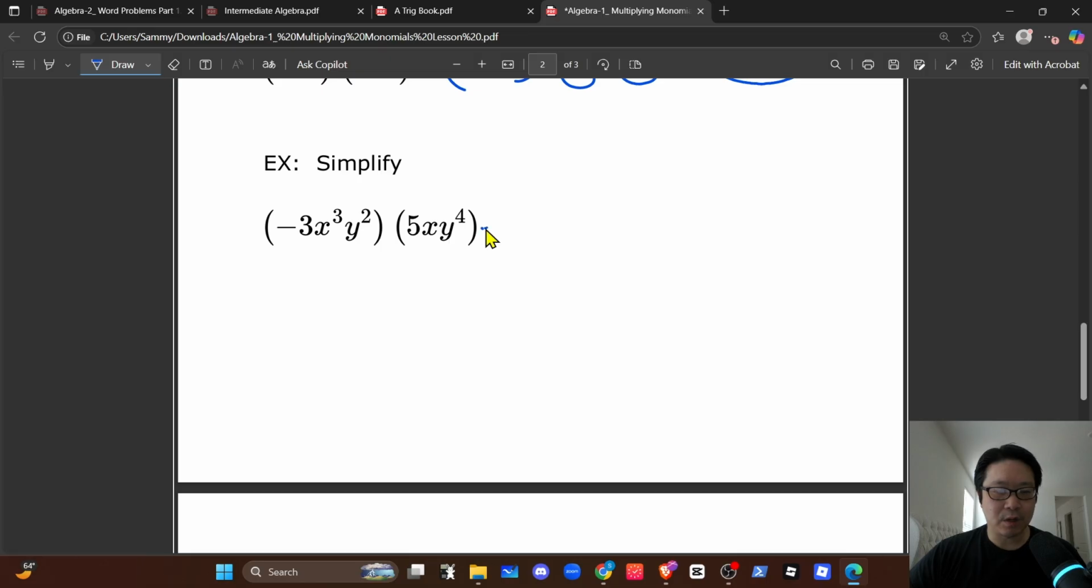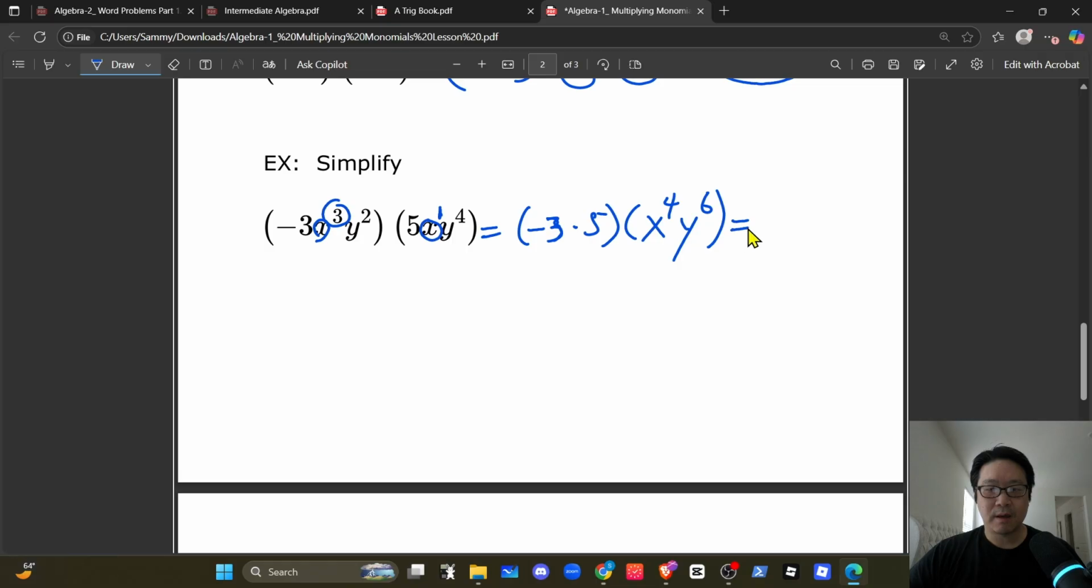Okay, let's try another one. So same deal. You're multiplying your integer coefficients together, negative 3 times 5, times x. So this one's a little different, but the idea is still the same. Since the base for the x's are the same, you just simply have to add the exponents. So here we have a 3, and here you have a 1. Okay, 3 plus 1 is 4. So that's x to the fourth, and then y. Okay, the bases are the same, so you just add the exponents. 2 plus 4 is 6. And when you put it all together, you get negative 15 x to the fourth y to the sixth.